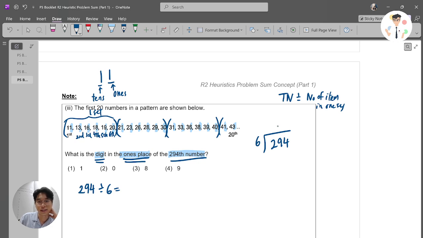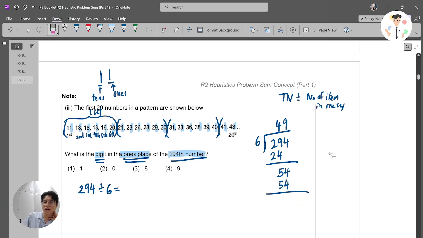So how? 6 times 4, 24. 9 minus 4 means what? 5. So 5, and next to this 4 bring down 8. 9 times 6 is what? 54. Teacher, there is no remainder. 0 means no remainder, so we don't write this, okay?